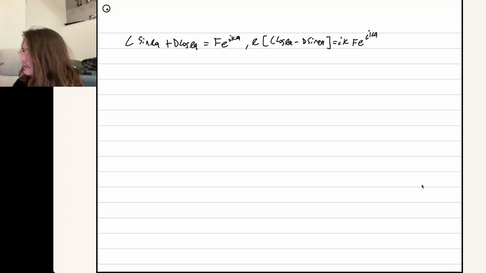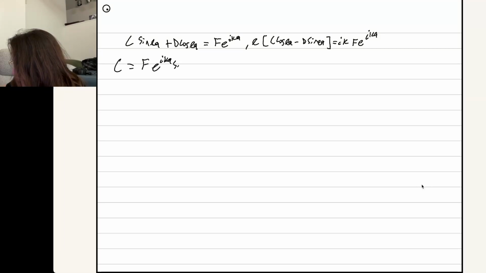Starting with these two equations here, we're going to, first of all, solve for C and D in terms of F. So, just looking at the first equation here and solving for C, we have that this is going to be F e to the ika over sine La, and then minus D cosine La over sine La, right?